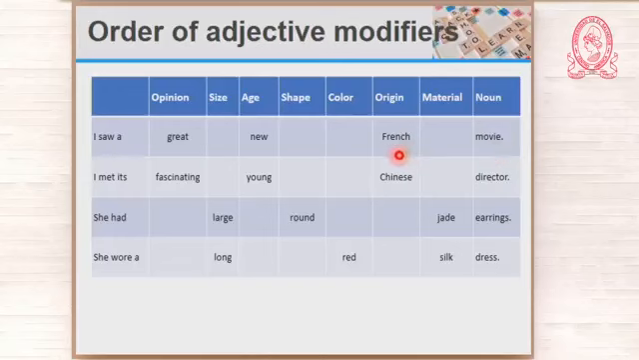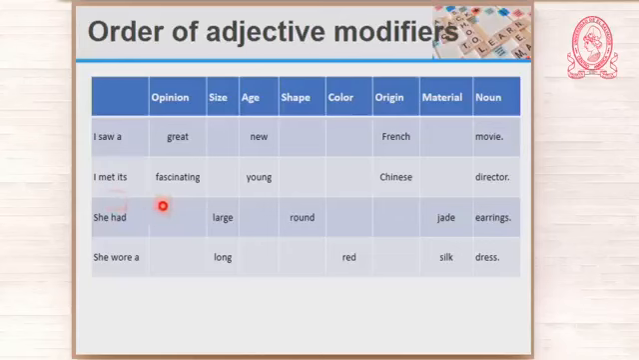Imagine, what about if I mention first French and then I say, I saw a French great new movie. Is it the same? Am I right? Am I wrong? Well, let me tell you, there is an order of adjective modifiers. What goes first? Opinion. And if you have size, then it goes next, and then age, and then shape, and then color, and then origin, and then next to the noun is material. Okay? Let us see the second sentence.